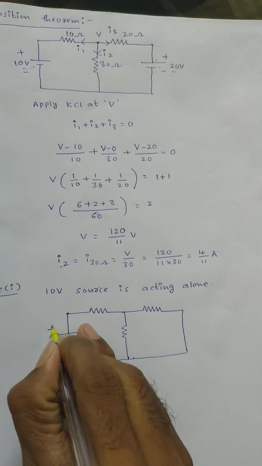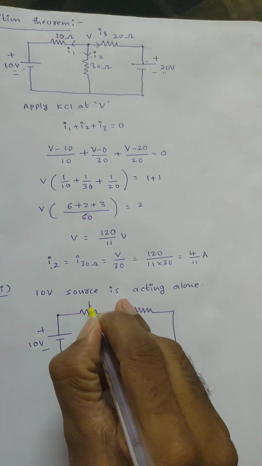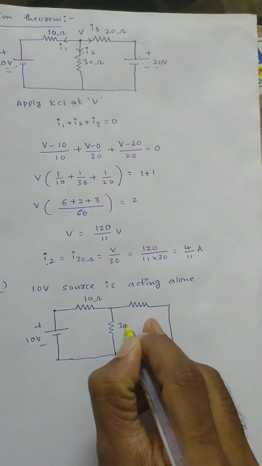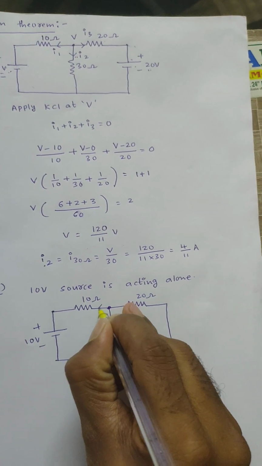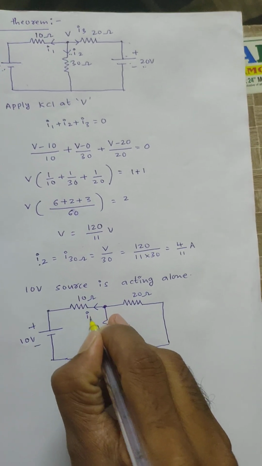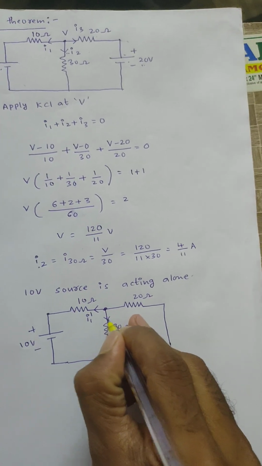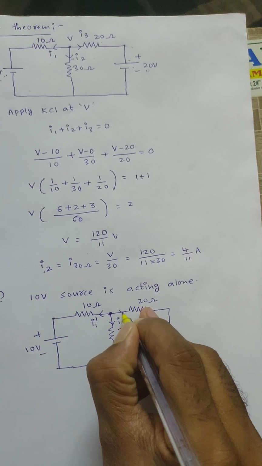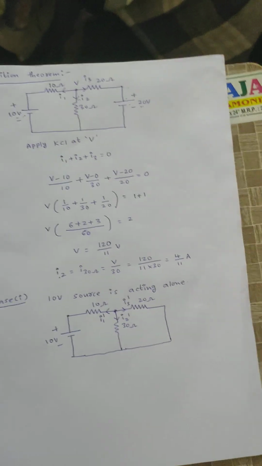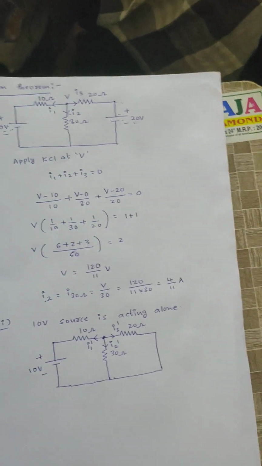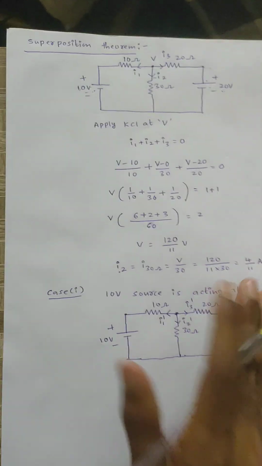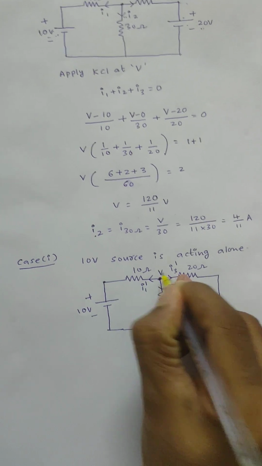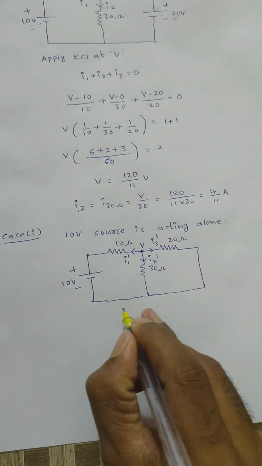That is minus plus 10 volts, 10 ohm, 30 ohm, 20 ohm, right? Again by using nodal analysis, first case I am assuming I1 dash, I2 dash, I3 dash. Then I1 dash is equals to, assume node potential as V, right? Add this potential, apply KCL here.